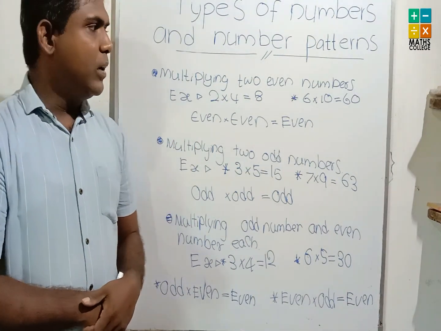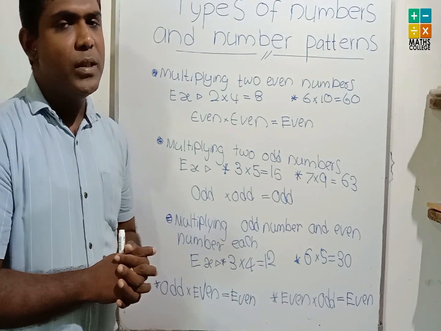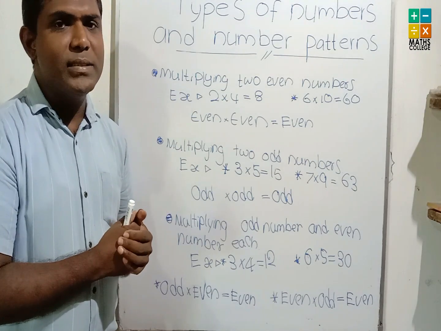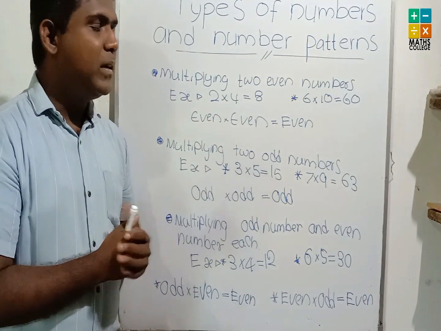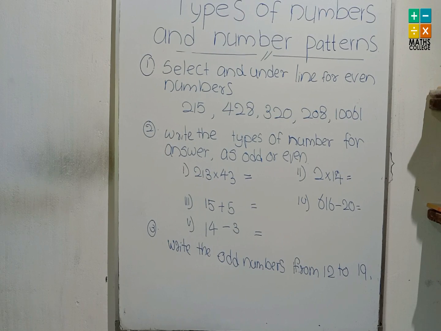Okay, we can go next. Our last part is how to write the answers to some questions on even numbers and odd numbers. Now you have three questions. Write the answers. I will discuss with you how to write those answers. Question number 1. Select and underline four even numbers. You can select the even numbers, then underline them. Then question number 2, write the type of number for the answer as odd or even.